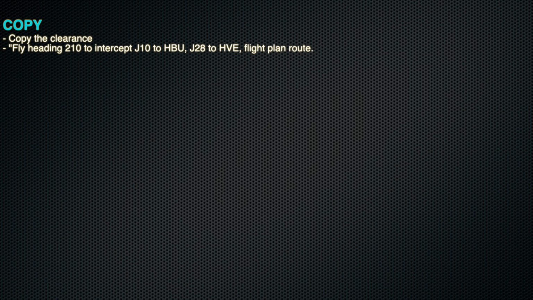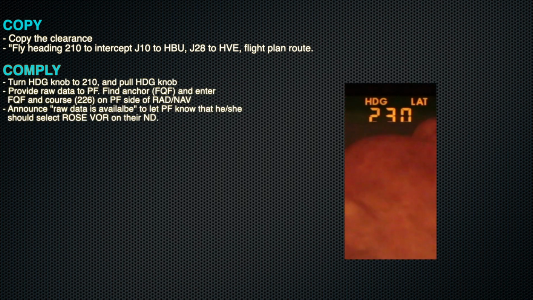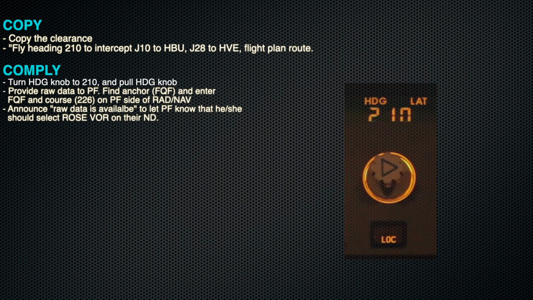The first C in our 5 C's is copy. We'll copy the clearance. The clearance is fly heading 210 to intercept J10 to Blue Mesa, J28 to Hanksville, flight plan route. Now we have to comply with the clearance. We'll turn to the heading of 210 and pull the heading knob if we were managed nav.